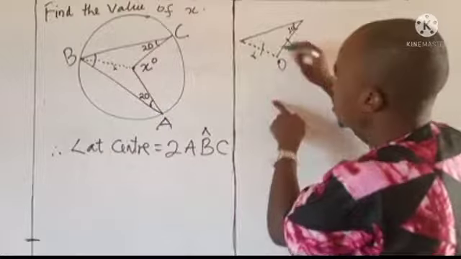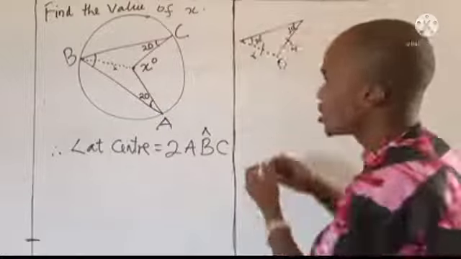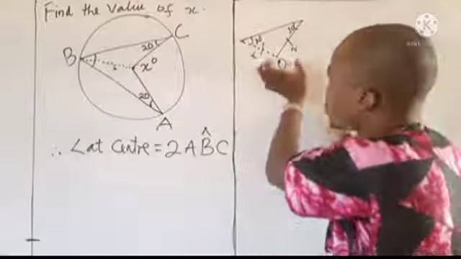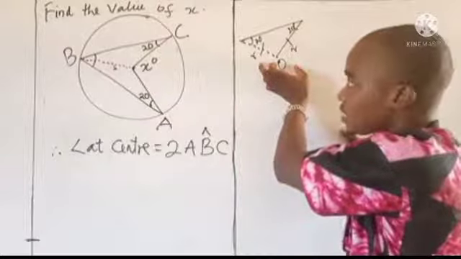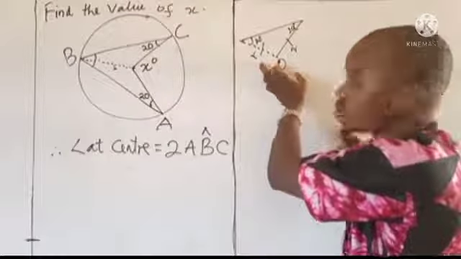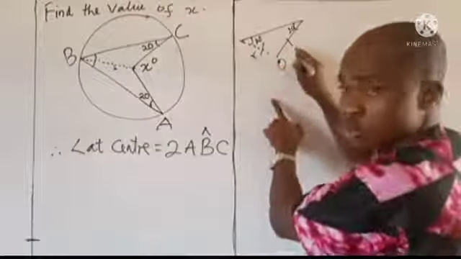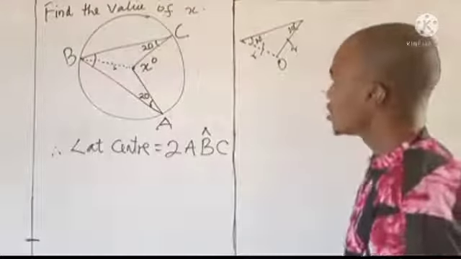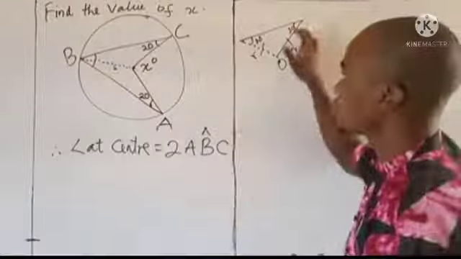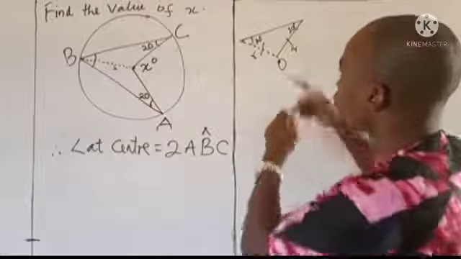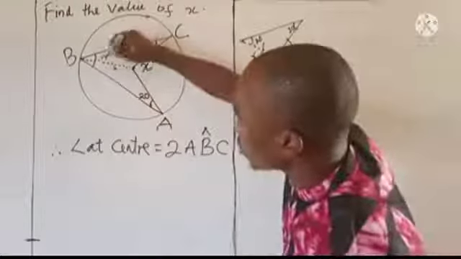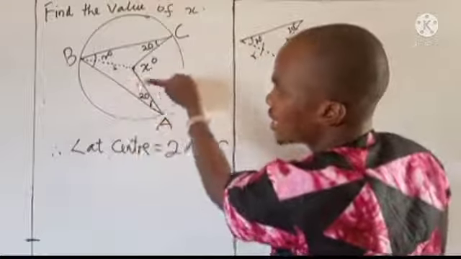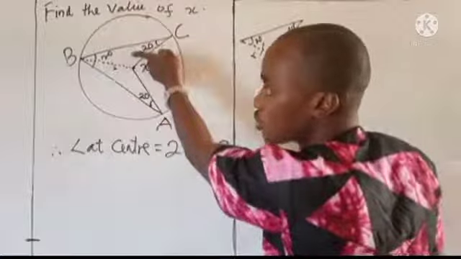For this place to be 20, automatically this one also will be 20, because from the type of triangle we have, this is called isosceles triangle, where two sides are equal. The two base angles also will be equal. So from here, this place will still be 20. And if you look at this one too, we are still going to see that this is also equal to this.